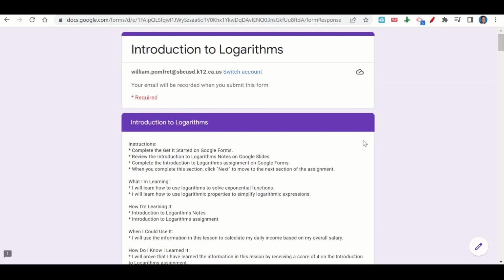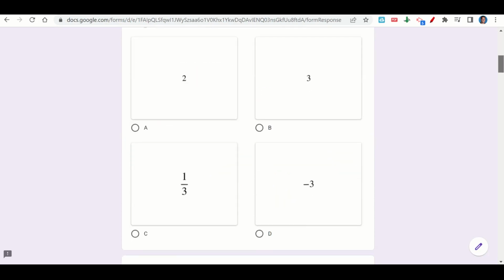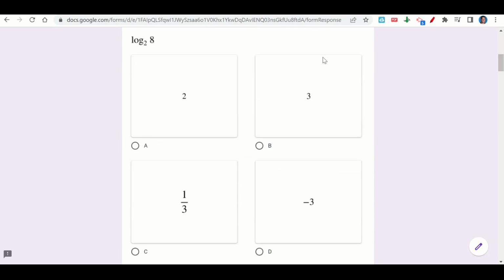Let's take a look now at the Introduction to Logarithms assignment. The assignment begins with our learning goals and success criteria. If we scroll down, we can see the questions. The first one says log base 2 of 8, meaning 2 to what power equals 8? Well, we know that 2 times 2 is 4, times 2 is 8, so that means it's third power, so the answer to this one will be 3.